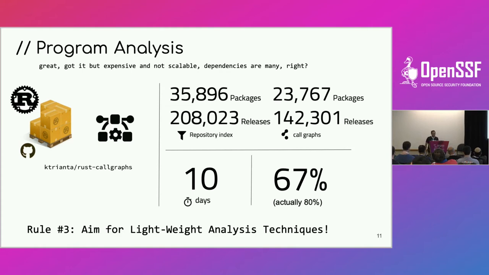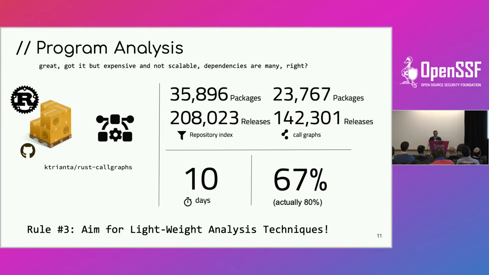Luckily, as a researcher, I can freely study these kinds of questions and issues. For one research paper, I looked into building a call graph for every single crate and release on Rust, back in 2020. From 23,767 packages and 140K releases, I was able to build call graphs in 10 days. This was 67%, but in reality it's actually 80%, because many of those releases were broken, for example from 2014, 2015, and not really used. But it was fairly quick to build.